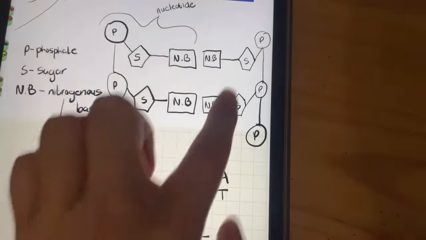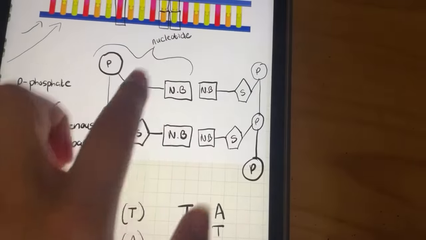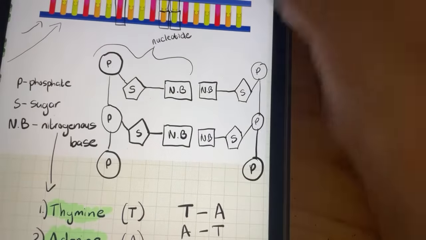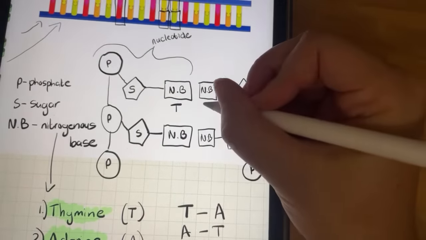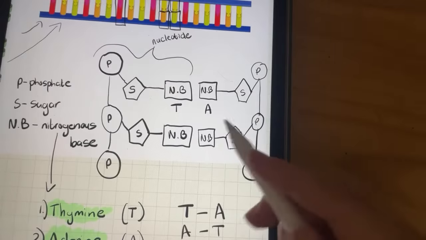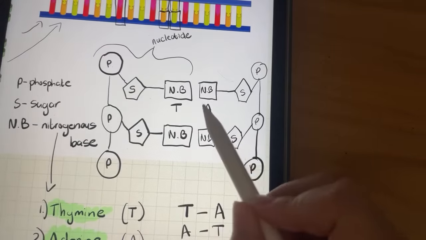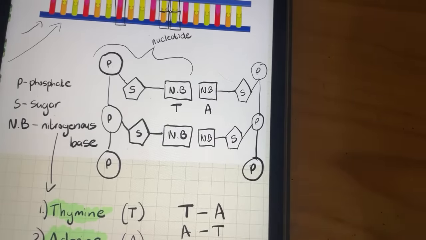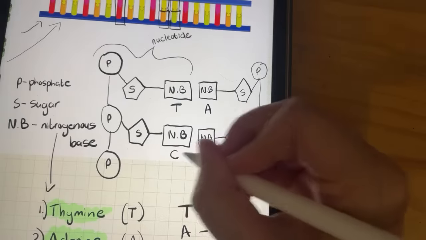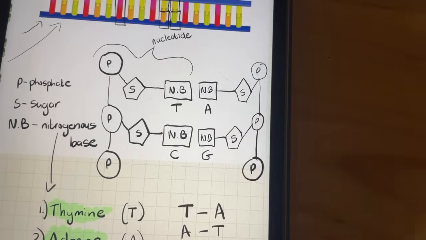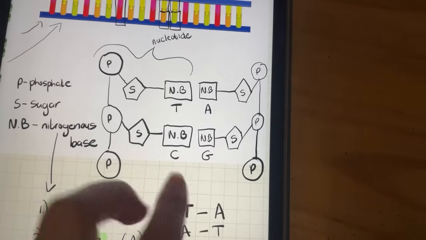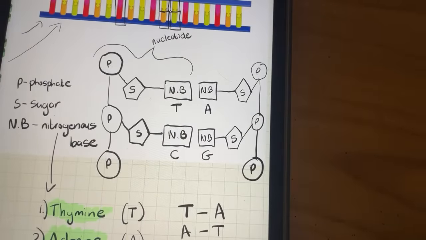Now, if we substituted these letters in here, I would have, let's say, for example, a thymine on this side and an adenine on that side. And that is the only possible combination. It could also have been A and T here, but remember, they are complementary. They are the only ones that can join together. If we go down lower, this could be C and this could be G. So that's cytosine and that's guanine. Again, they could be swapped around, but they can never be C and A or G and T. That combination never, ever, ever works.